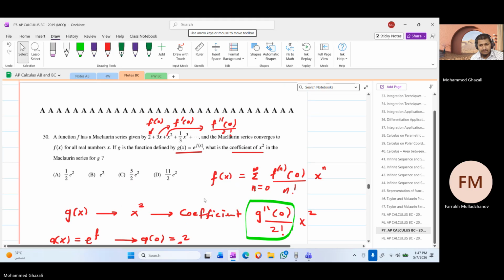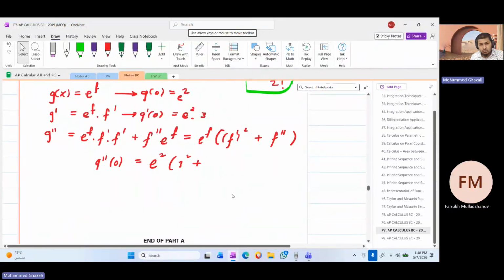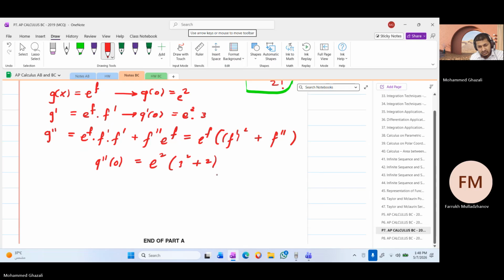f double prime 0 over 2 factorial is equal to 1, so f double prime 0 is 2. So now I've got 9 plus 2, e squared. 3 squared is 9, 9 plus 2 is 11, right? So e squared times 11.